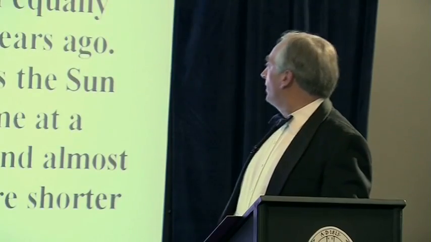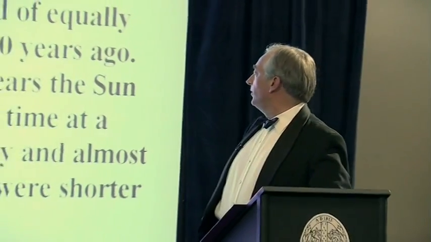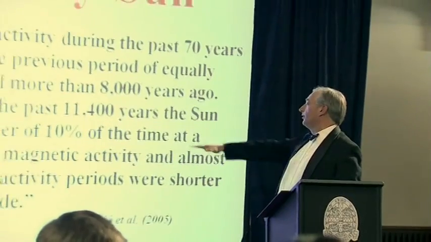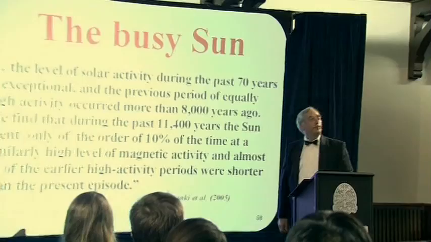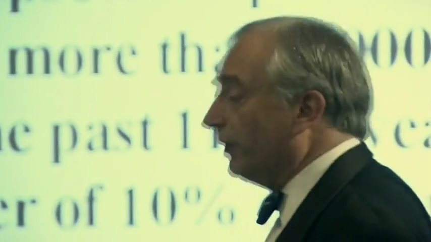We find that during the past 11,400 years, the sun has spent only of the order of 10% of the time at a similarly high level of magnetic activity, and almost all of the earlier high activity periods were shorter than the present episode. So there is clear evidence that the sun is a lot more active now than it has been at any time since really the end of the last ice age. It's a quite extraordinary result.